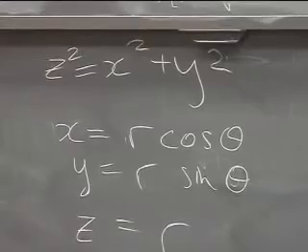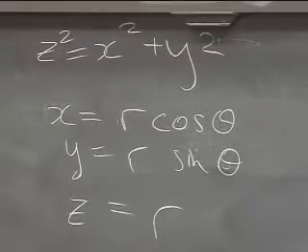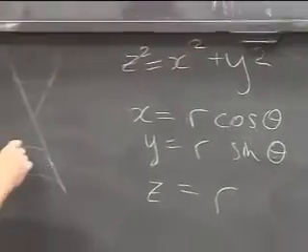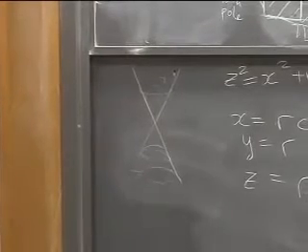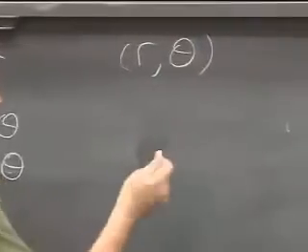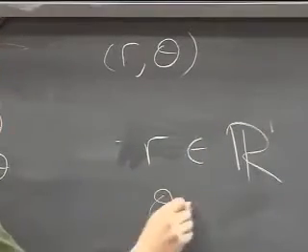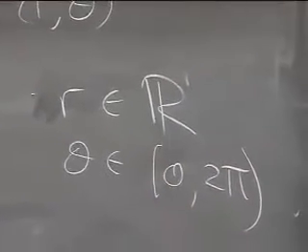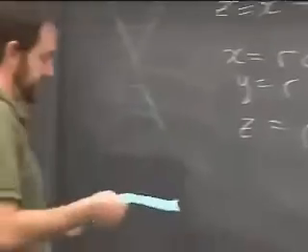So for every point theta, you get a point on the cone. Now the problem is, what is r? Well, you'd like r to be positive, but actually, if r is negative, then you get the bottom half of the cone. If r is positive, you get the top half of the cone, and everything sort of works out. So if you want the whole cone, r is just any real number, whereas theta only needs to be between 0 and 2 pi, because once you get to 2 pi, you start wrapping around again. So that will parameterize the cone very nicely.